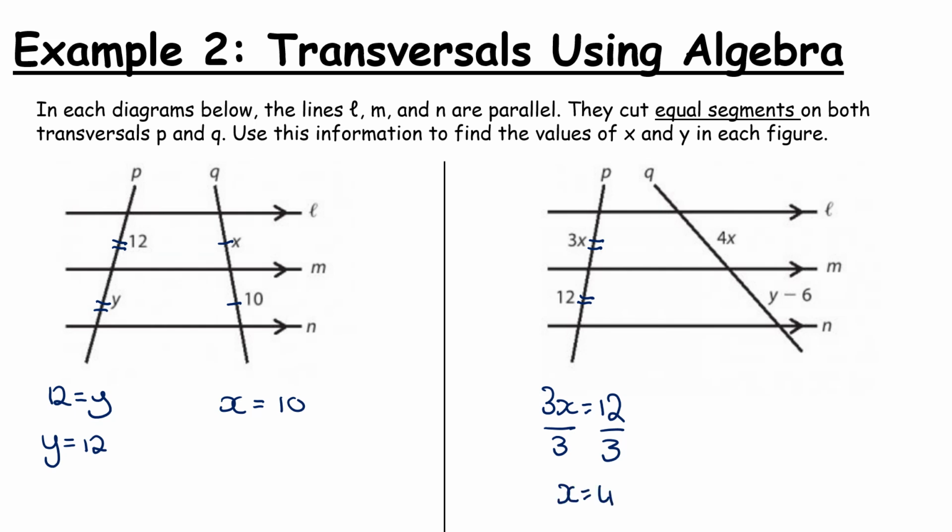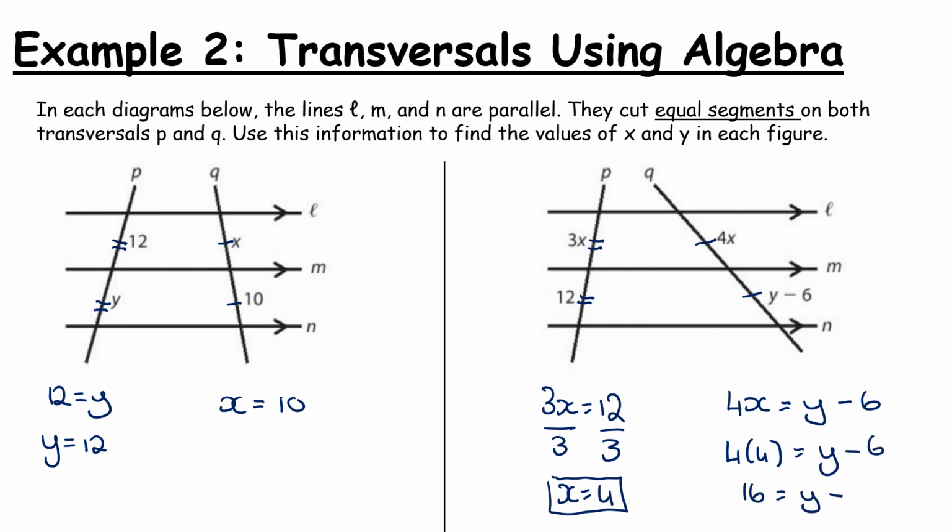And then here, this is the trickiest one. So here we have two pieces that are equal. 4x is equal to y minus 6. But we just worked out that x is 4. So that's 4 times 4 is equal to y minus 6. So 16 is y minus 6. We can add a 6 to both sides. And I'll bring it up here. So what that ends up as is 22 equals y. So then if you want to check that, 22 minus our 6 gives us back to our 16.